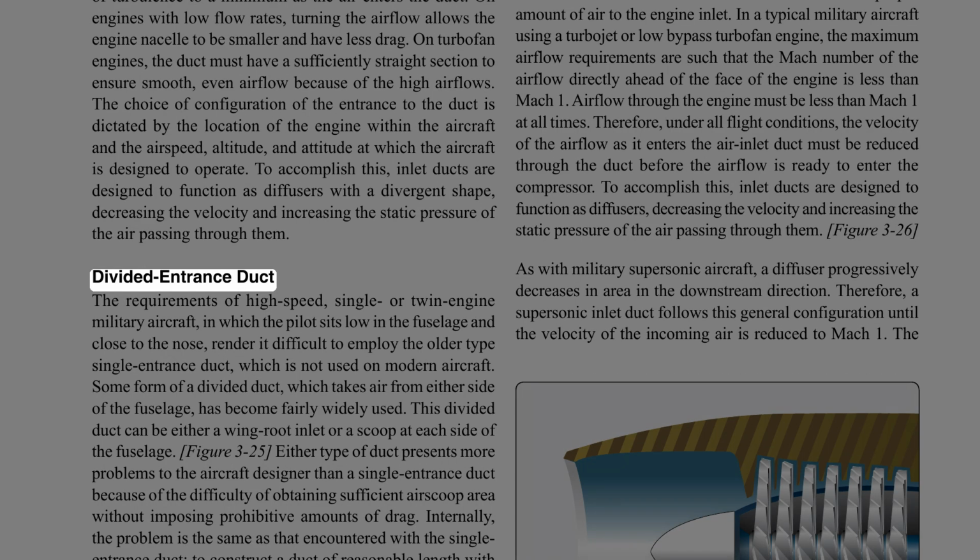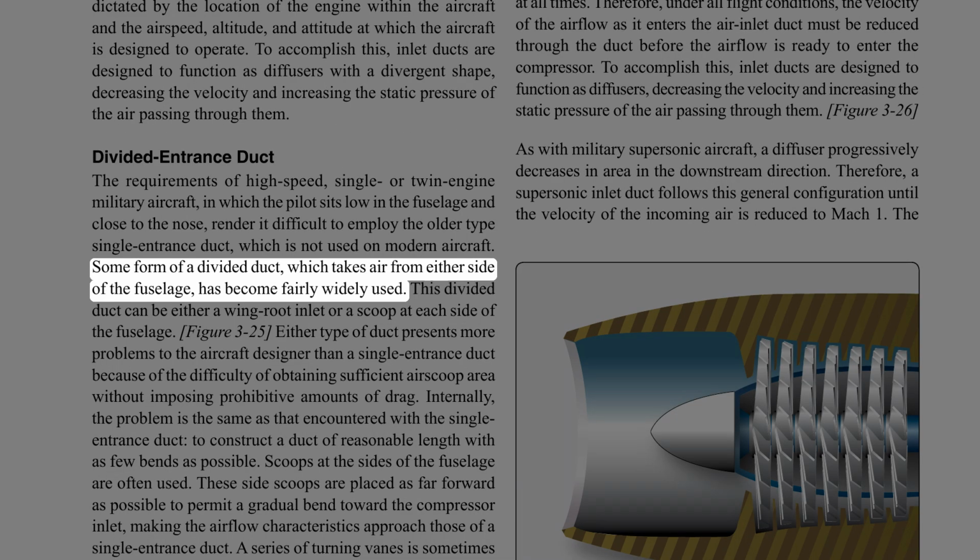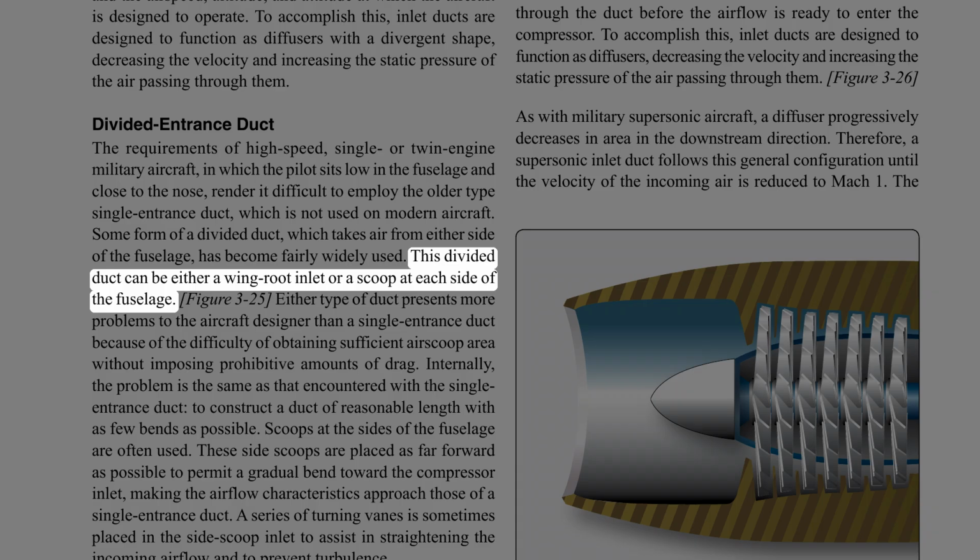Divided entrance duct. The requirements of high-speed single or twin-engine military aircraft, in which the pilot sits low in the fuselage and close to the nose, render it difficult to employ the older type single-entrance duct, which is not used on modern aircraft. Some form of a divided duct, which takes air from either side of the fuselage, has become fairly widely used. This divided duct can be either a wing root inlet or a scoop at each side of the fuselage.